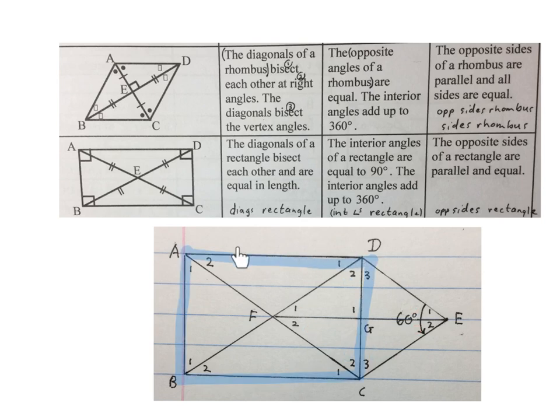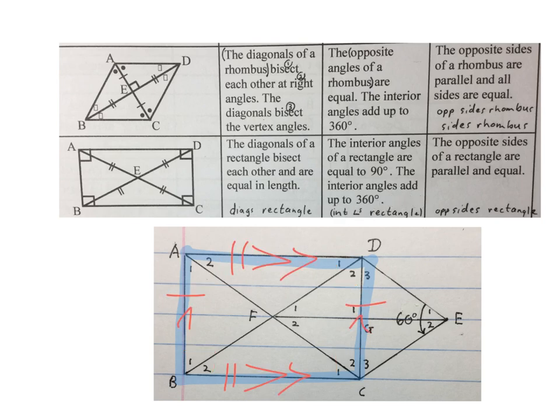Next, they told us this blue quadrilateral is a rectangle. Firstly, you should know that the diagonals of a rectangle bisect each other and they are equal in length. So two stories there. This is equal to that, and this is equal to that. That means all four of those pieces are equal. Next, you should know the interior angles of a rectangle are equal to 90 degrees each. I indicated it for you. And you should know, like in all quadrilaterals, the interior angles add up to 360 degrees.